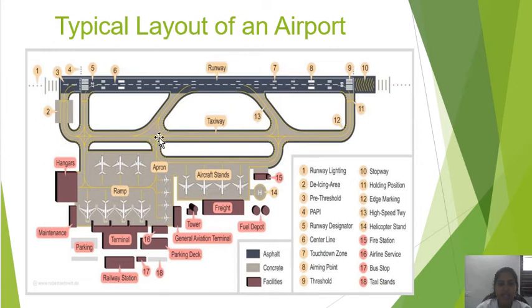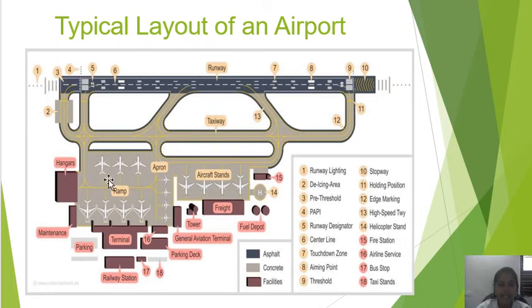This is the taxiway. This taxiway is between the apron and the runway. This is a taxiway, and this taxiway will be made of concrete. This is the apron. It is the landing area. Here only landing and takeoff take place.